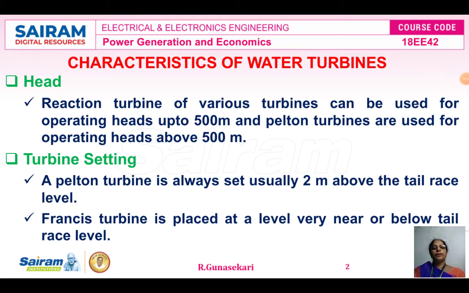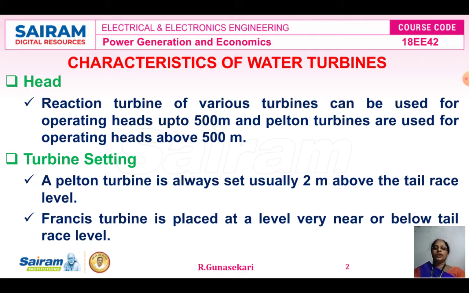The first topic is characteristics of water turbine. First we need to know about the characteristics of water turbine, then only we can select the water turbine which is most suitable for a hydroelectric power plant based on our applications. The first parameter of characteristic is head, that is the water head.